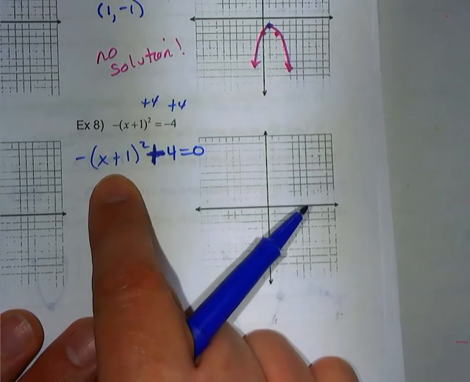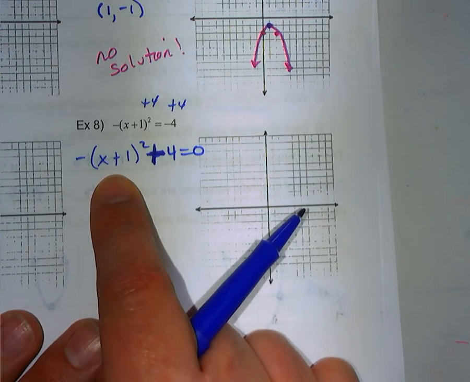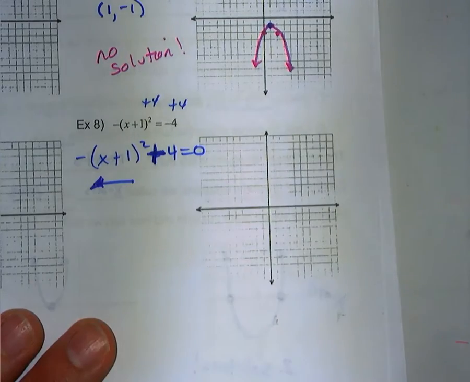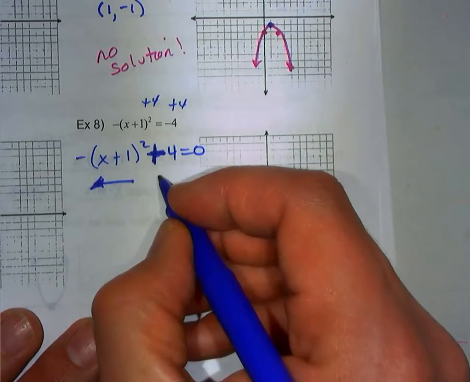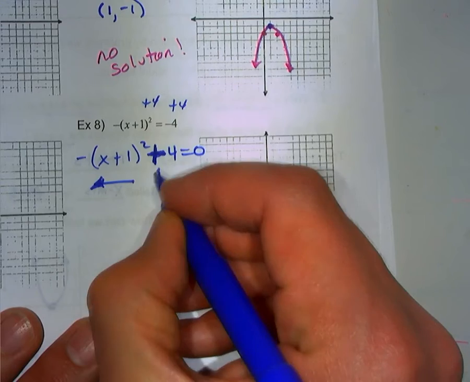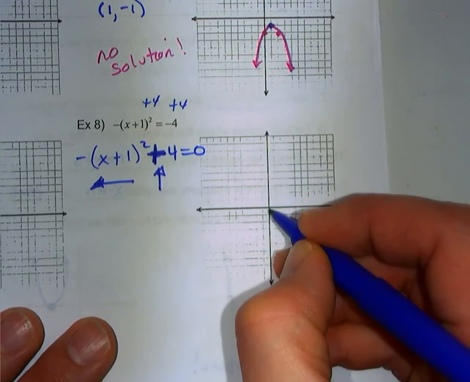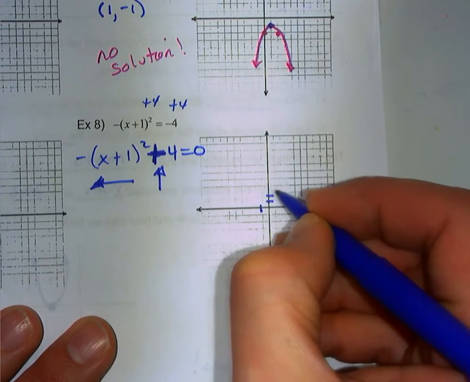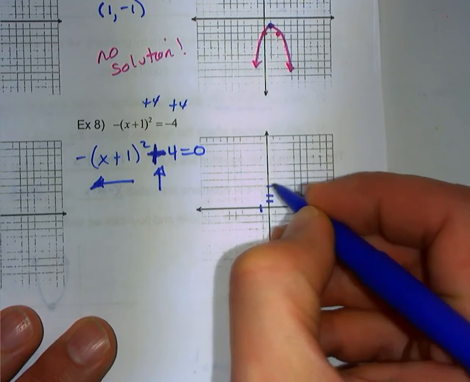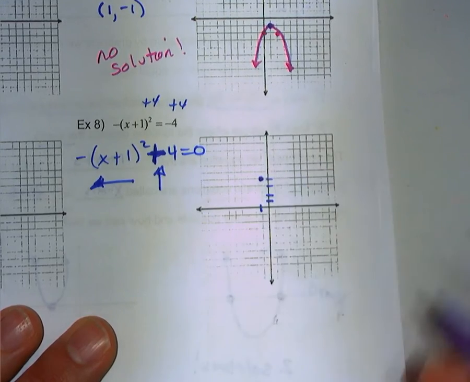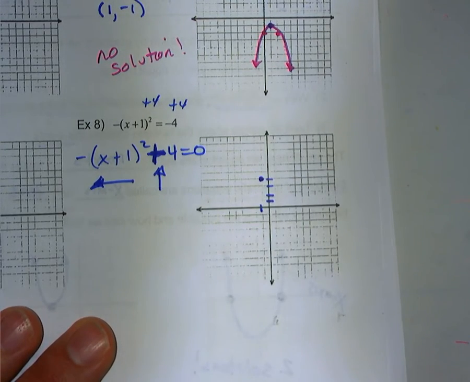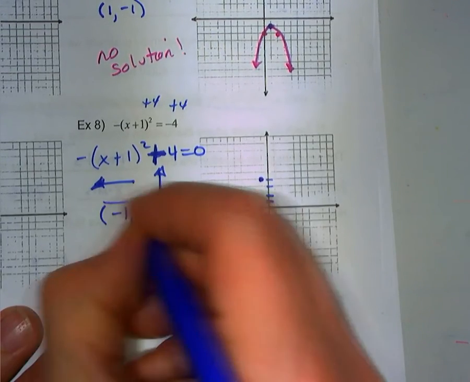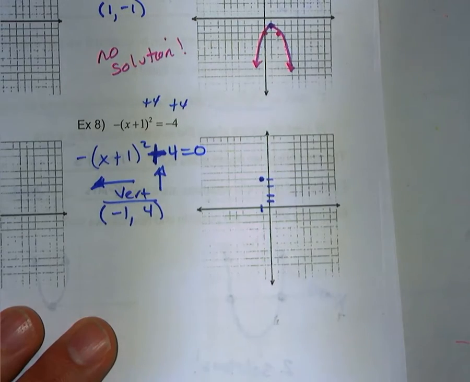All right, let's move this thing. Plus 1. X plus 1. Inside parentheses moves it left or right. Which way? This thing is opposite what you see, going to the left. 4 is going up 4. So my vertex starts at 0, 0. Now I'm going to go to the left 1, and then up 1, 2, 3, and 4. Right there is my vertex. So I've got negative 1, positive 4 is that vertex. So far, so good?